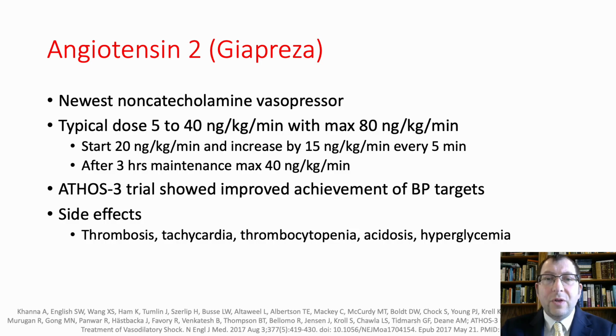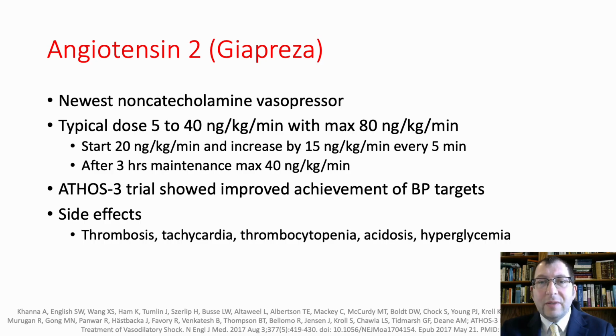Angiotensin II is the newly rediscovered non-catecholamine vasopressor. The typical dose is 5 to 40 nanograms per kilo per minute with a maximum of 80. Typically you start at 20 and increase by 15 every 5 minutes until blood pressure targets are achieved. After 3 hours, the maintenance maximum dose is 40 nanograms per kilo per minute.